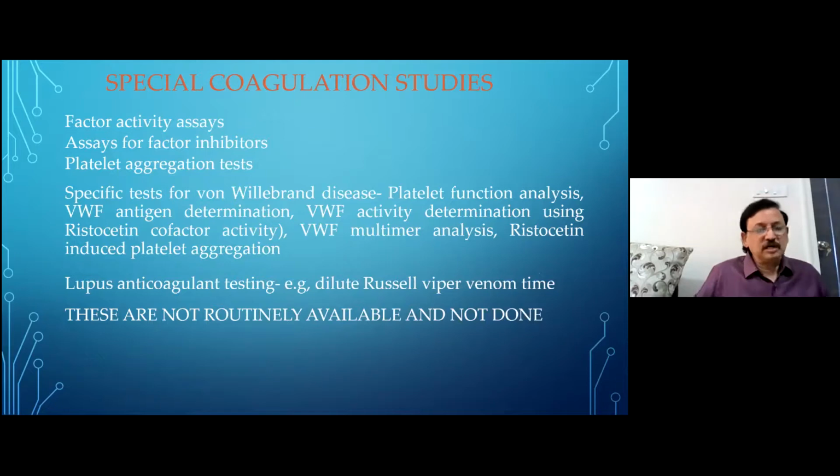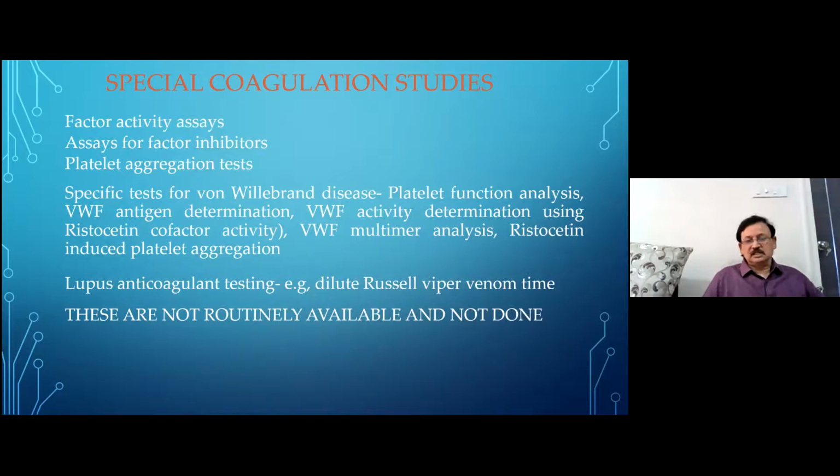Now, special coagulation studies. These are just to mention; most of them are not available routinely in most hospitals and are not routinely done. But we should know which tests should be available. One important test is the platelet aggregation test, if there are antiplatelet drugs. Assays for factor inhibitors and factor activity assays are involved. If the patient has already been diagnosed with a particular disease, the tests required for that disease have to be done.